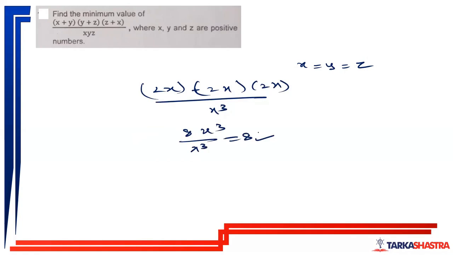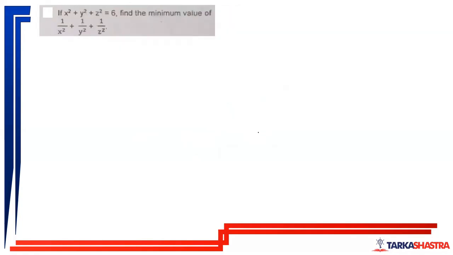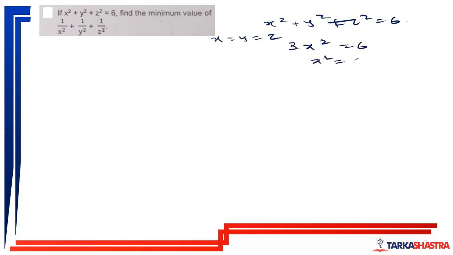Okay, simple enough. Now, x square plus y square plus z square is equal to 6. Find the minimum value. This can be done using your conventional method. It can also be done using your arithmetic mean and harmonic mean method. So if I use x square plus y square plus z square is equal to 6, now this is 3x square, because I am saying x is equal to y is equal to z, which is equal to 6. So x square is equal to 2.